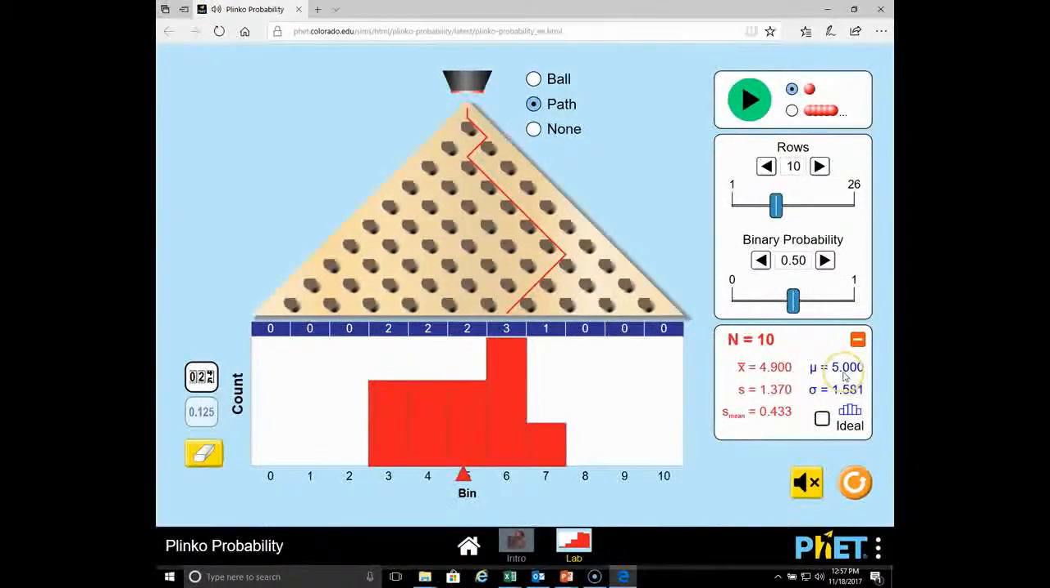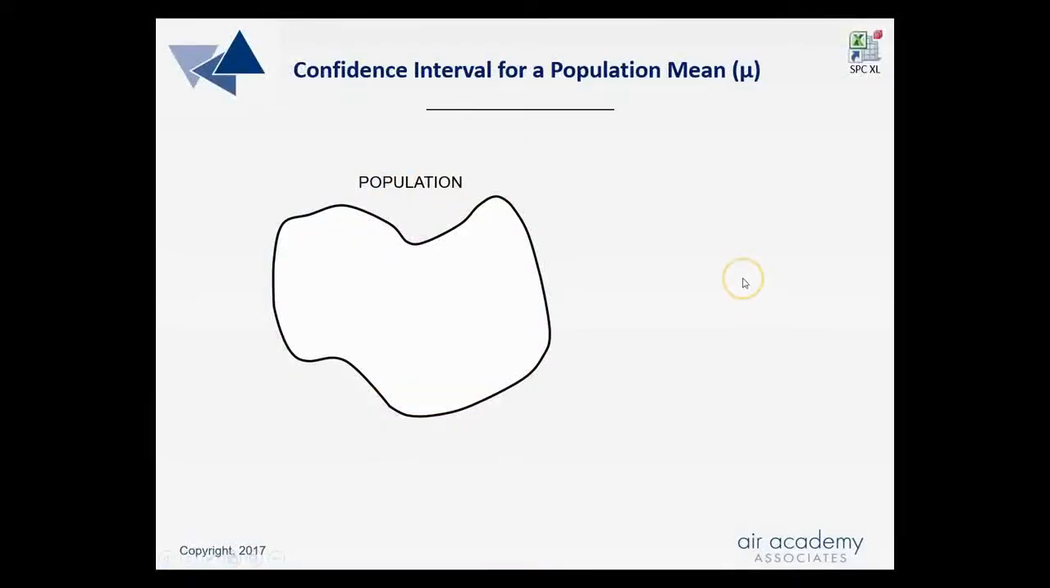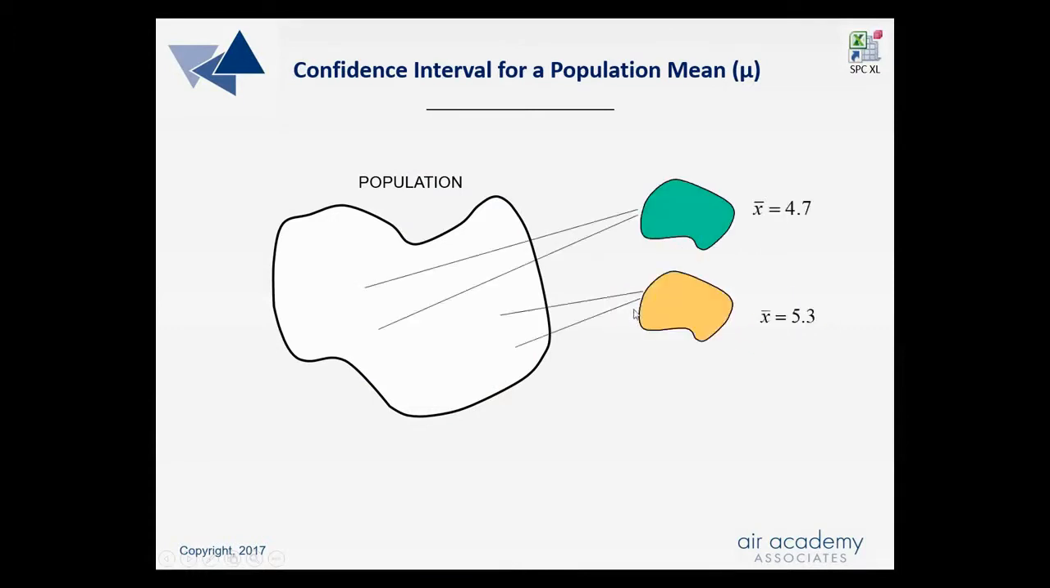Now the underlying population mean, I might tell you once more, it is 5. Notice that the sample averages we got were 4.7, 5.3, and 4.9. None of those sample averages were the same as the population mean. So the little Plinko probability simulator allowed us to generate 3 samples fairly quickly. The first sample gave us an average of 4.7, the second sample gave us an average of 5.3, and the third sample gave us an average of 4.9.